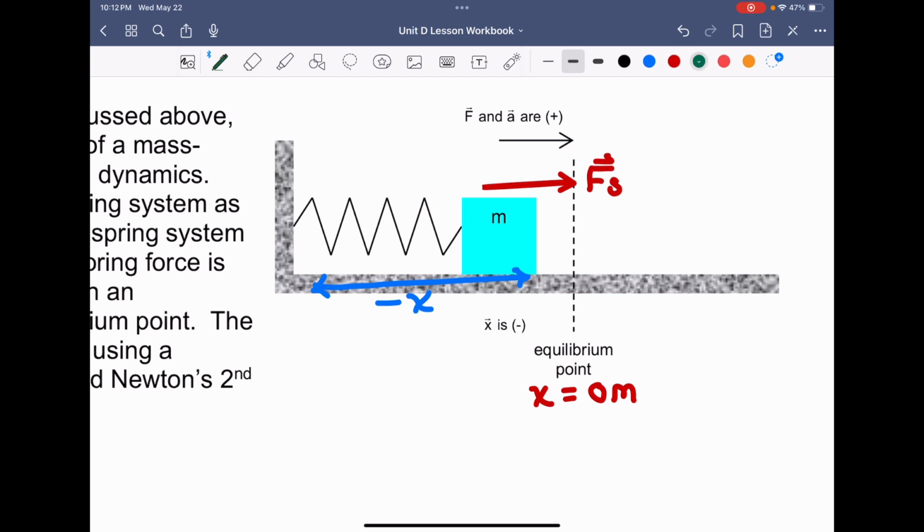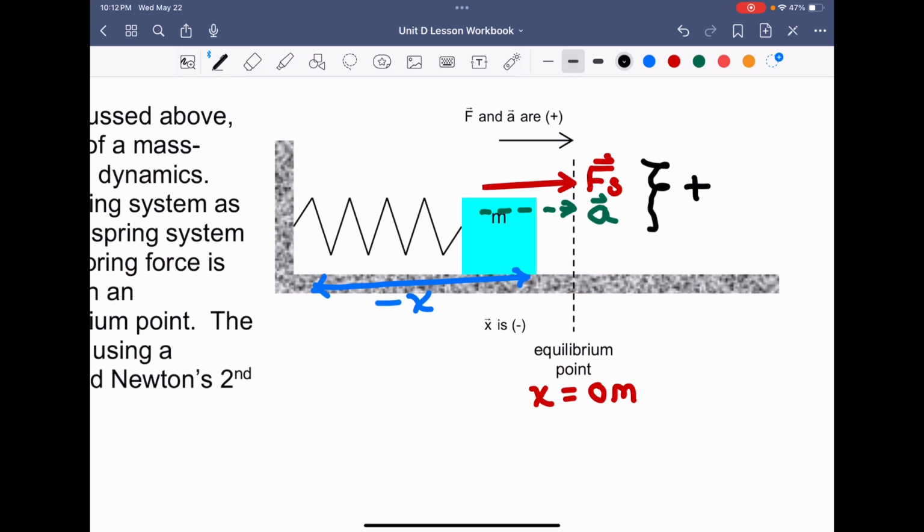The other thing we want to annotate in here is the acceleration. Because Fs is the F net, I want to now write the acceleration going in that direction, because the net force determines the direction of the acceleration. Now, we look at this and we assume that both of these are positive, just strictly by the orientation of the x-axis: when we head to the right, it's positive. So the force and the acceleration are both positive. The displacement x is negative because it's to the left of the equilibrium point.